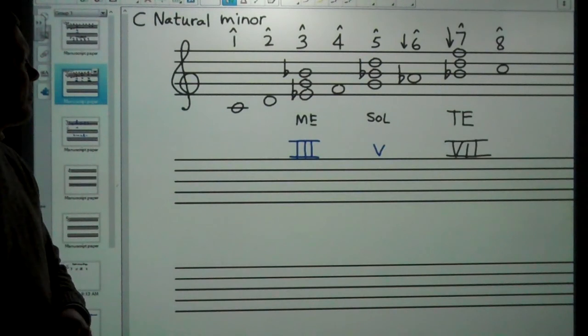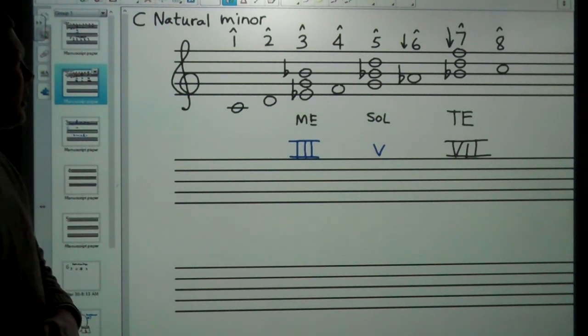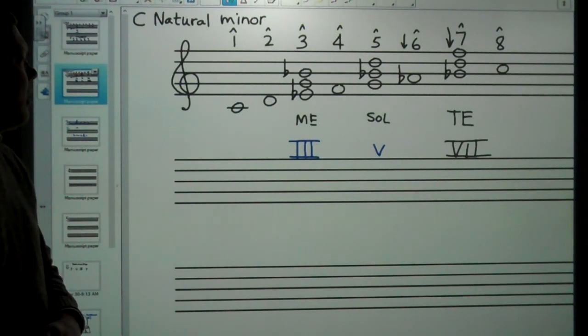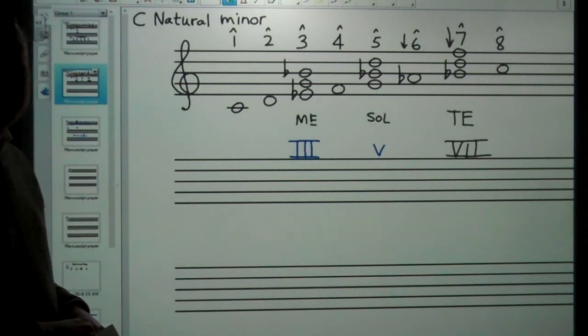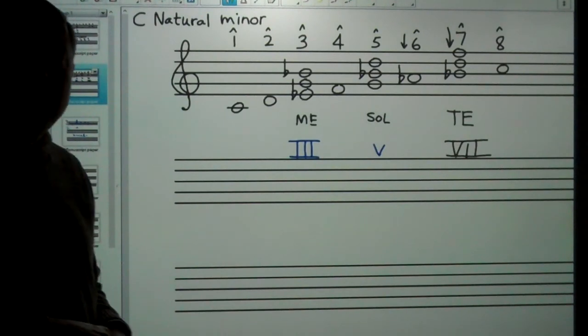Oftentimes what they serve as is they just serve kind of a passing function. But we don't call them P chords for passing because we never use these chords in second inversion. Okay. So the major 7 chord is used correctly in tonal music in 2 main ways.